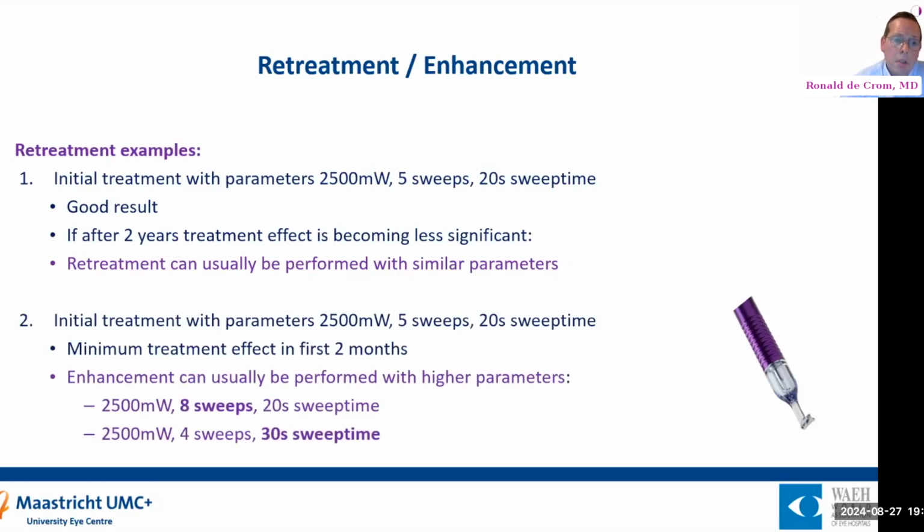But sometimes if you perform a first treatment, within the first 2 months, you don't get enough treatment effect. Then we know that you can make an enhancement. You can perform a second treatment. But in that case, you have to use some higher settings. So for example, in this case, you can increase the number of sweeps, or you can decrease the sweeping time, and you can go a little bit slower.